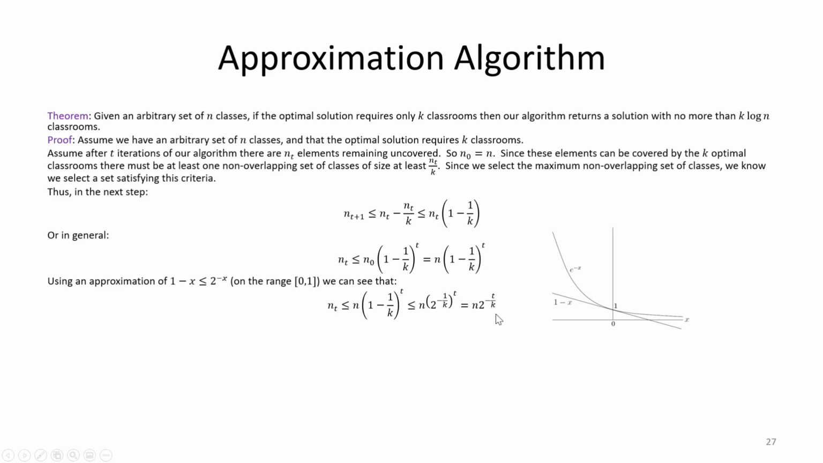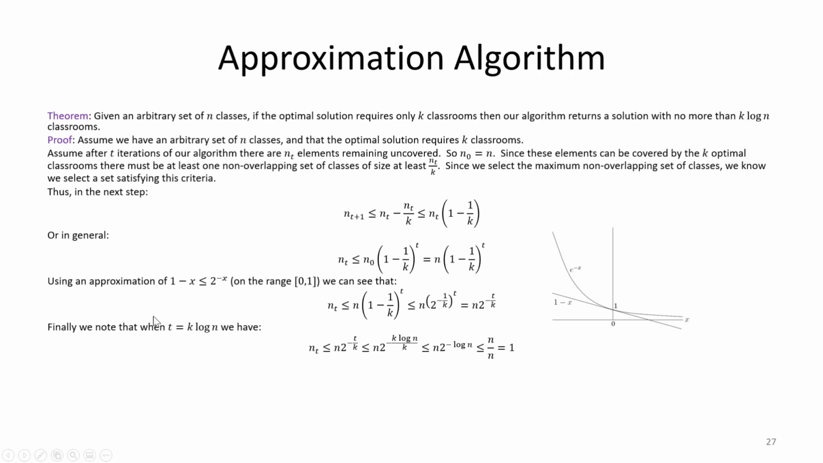Okay, now our goal here, our n of t here is less than or equal to n times something. Well, what we want is for this to cancel out with our n to be about 1 over n. So we'll notice that if we plug in a particular value for t, if we plug in k log n for our t, the k's will cancel out, leaving us with 2 to the minus log n. Well, 2 to the log n is n, so 2 to the minus log n is 1 over n. So we get n over n, or 1.